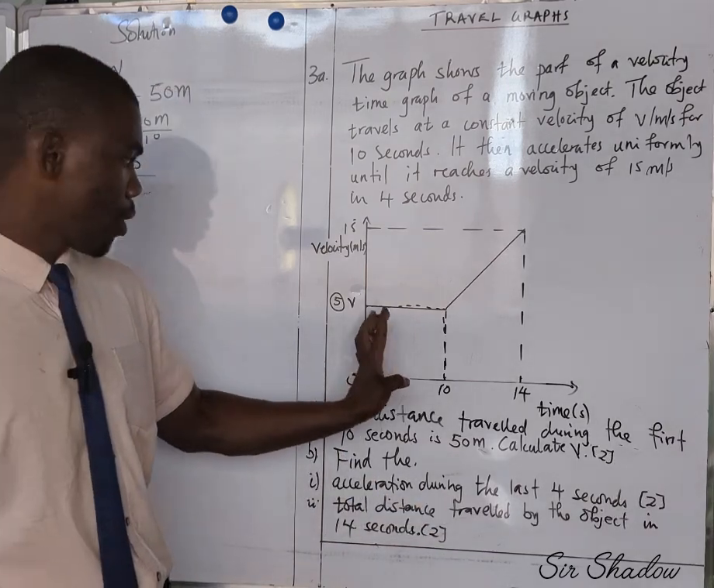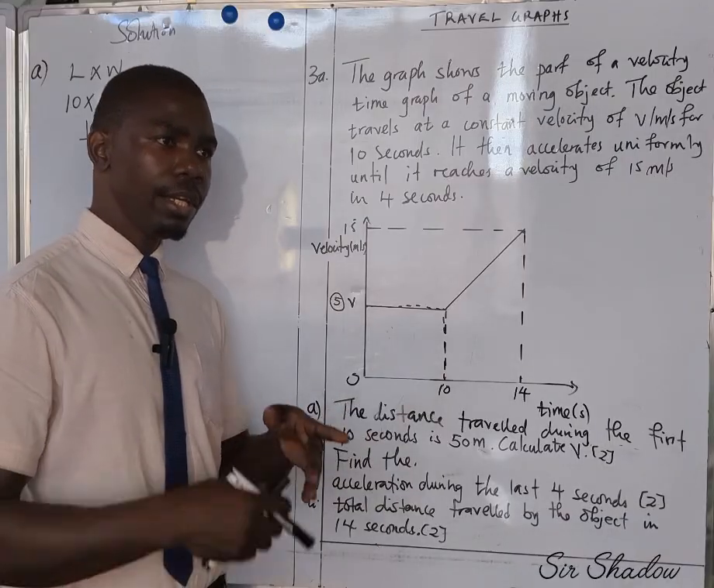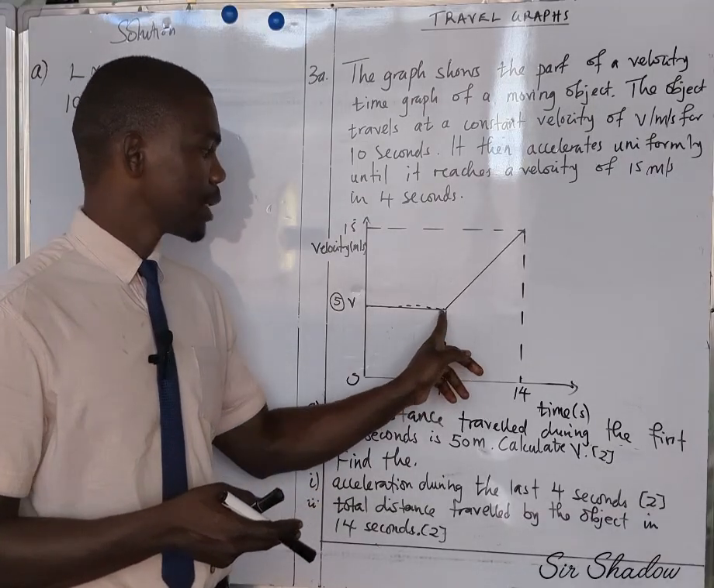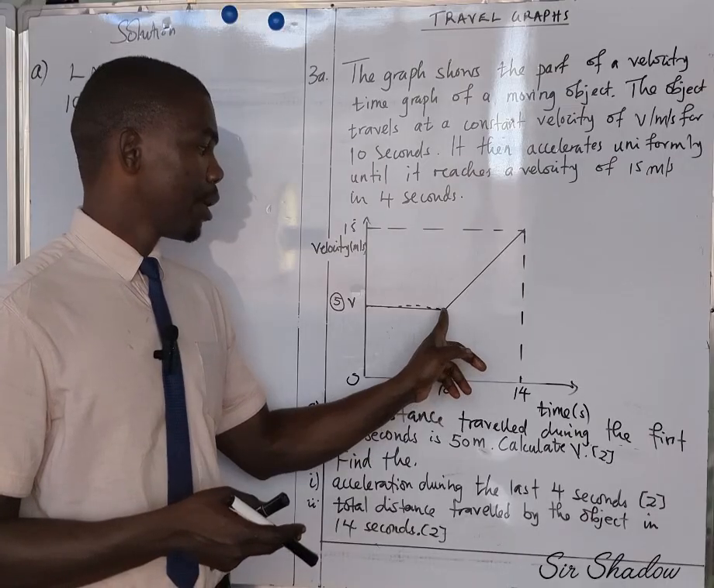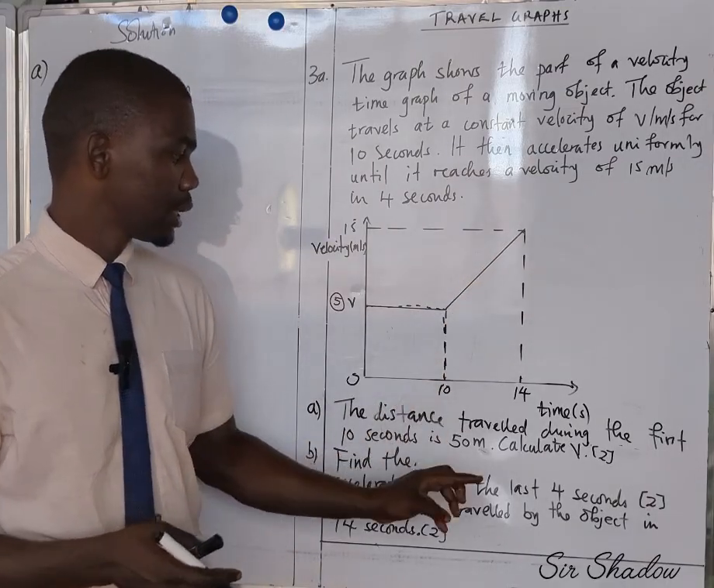Yes, the object was just moving at a constant velocity. It was not increasing and it was not decreasing, but it was moving at a constant velocity. From there, it started accelerating. We want to calculate the acceleration during the last 4 seconds.